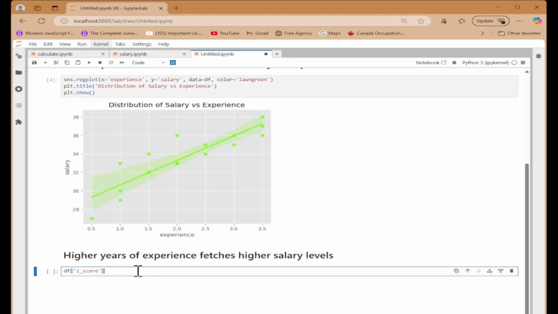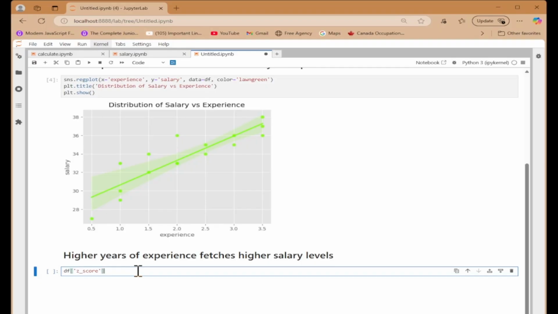95% of the data. Two standard deviations from the mean will cover 95%. Three standard deviations away from the mean will cover 99.7%. That is the rule that the z-score gives.